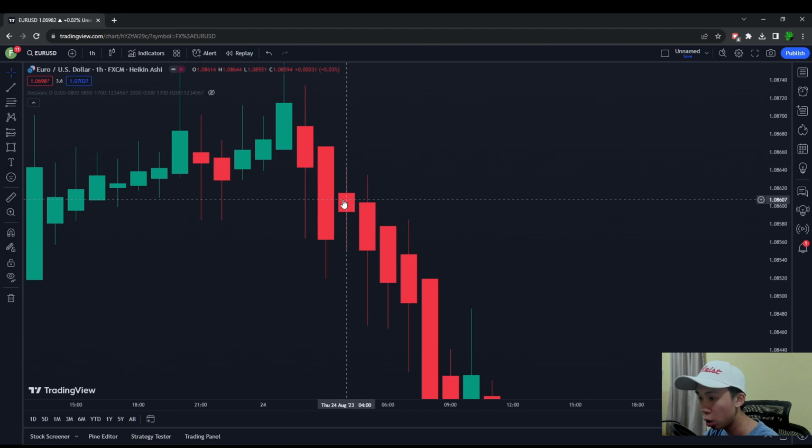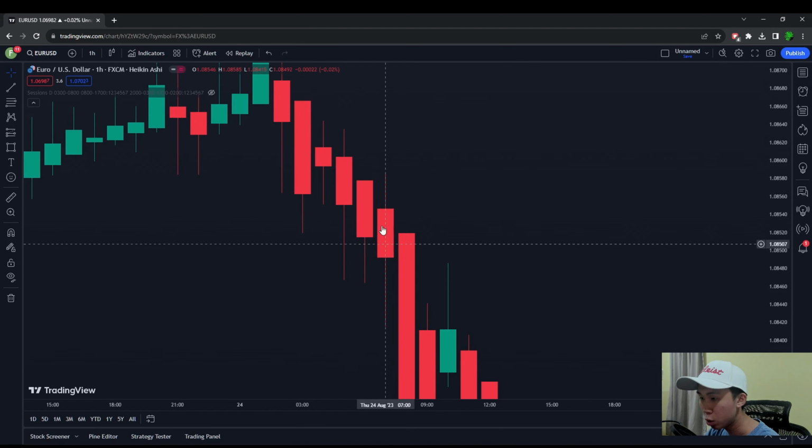So we continue to move on. This one, this two, there's still wicks on the upper side, and this one pops up. There's no wicks on the upper side, but I need one more. The next one came out to be there's wick on the upper side, so I will not take this trade.